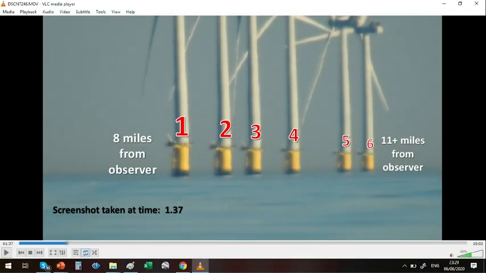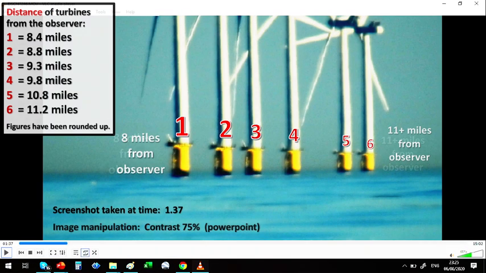Screenshot taken at time 1:37. The first windmill is 8 miles from the observer, and the sixth one is over 11 miles from the observer. Distance of turbines from the observer: 1 is 8.4 miles, 2, 8.8 miles, 3 is 9.3 miles, 4, 9.8 miles, 5, 10.8 miles, and 6 is 11.2 miles from the observer. All figures have been rounded up. The image manipulation is at contrast 75%.